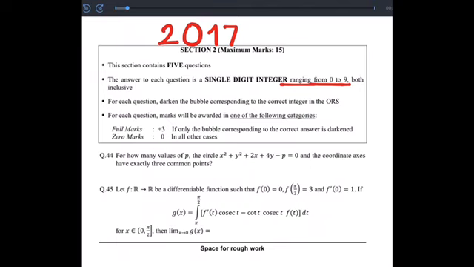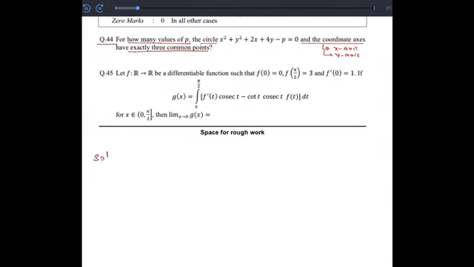So first we'll solve question number 44. Here we have to find the values of p. How many values of p for which this equation of the circle and the coordinate axes have exactly 3 common points. So what are the coordinate axes? X and Y. So we'll solve for question number 44.